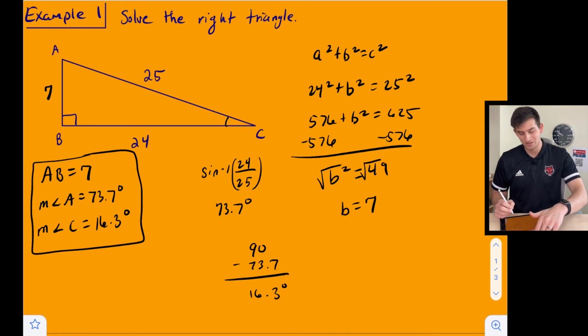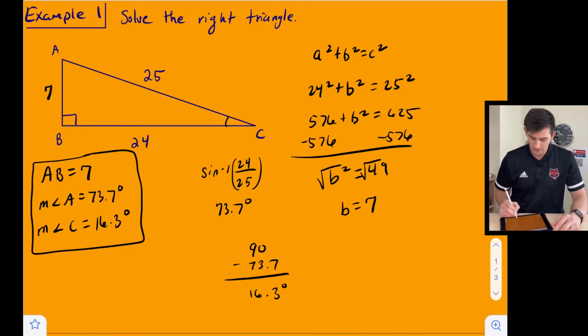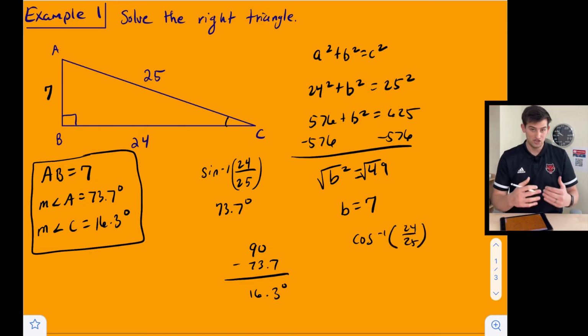Cosine for C would be adjacent over hypotenuse. So we would do inverse cosine of 24 over 25, because adjacent is 24, hypotenuse is 25. If we do inverse cosine of 24 over 25, our calculator tells us 16.26. Well, we were rounding to the nearest tenth, so 16.26 is the same as 16.3, which is what we got from just subtracting from 90. So either one of those works, whichever you feel more comfortable with.